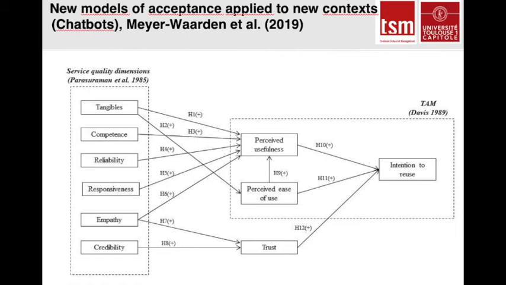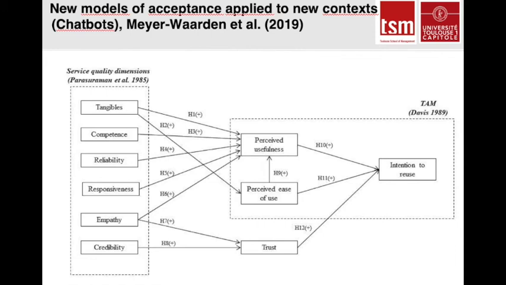The reliability, that is, the more the chatbot is reliable in terms of information giving and information search, the higher will be the usefulness. The more the chatbot is responsive, that is, acts quickly in order to satisfy the information request of the user, the higher will be the perceived usefulness. The more the chatbot is empathic, that is, able to feel and individualize the relationship with the user, the higher will be the perceived usefulness, but also the trust. And the higher the credibility of the chatbot service provider, the higher the trust.